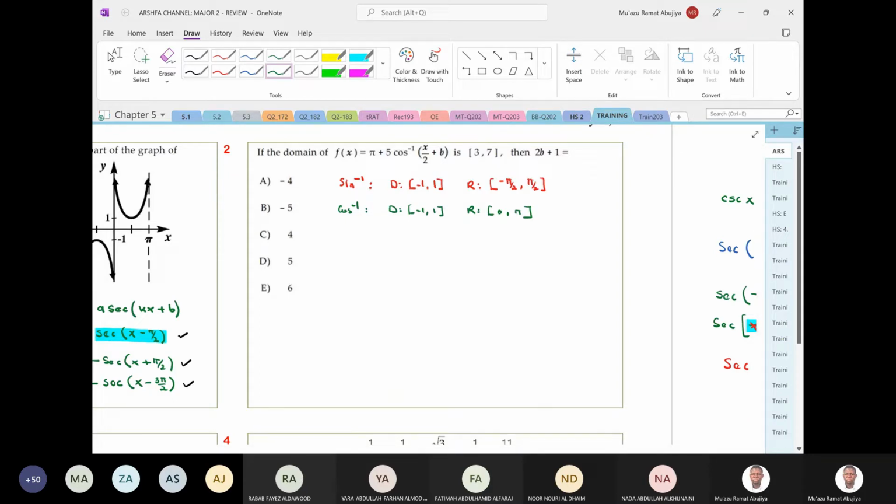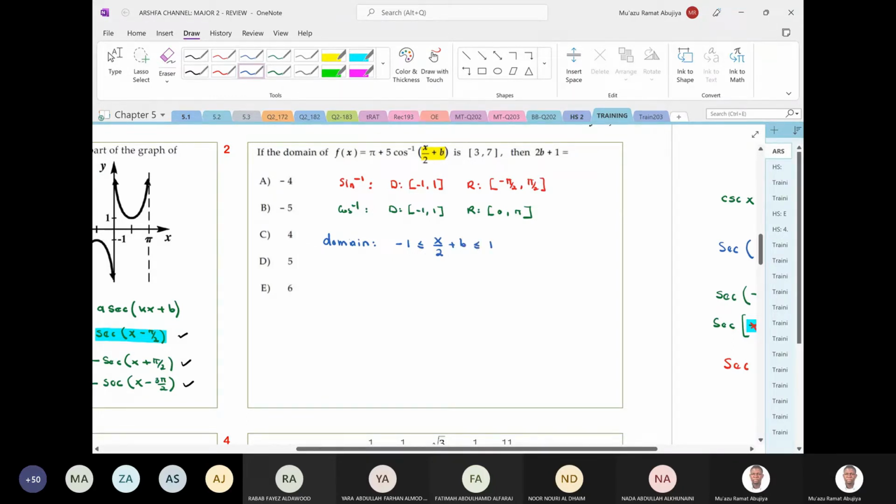Now the question is asking us to find the domain of cosine inverse. So to find the domain, we take the argument. This is what is in front of cosine inverse, and that is our argument. So the argument should be between minus 1 and 1. So here we have minus 1 less than or equal to, because it is a closed interval, x over 2 plus b, and this is going to be less than or equal to 1.